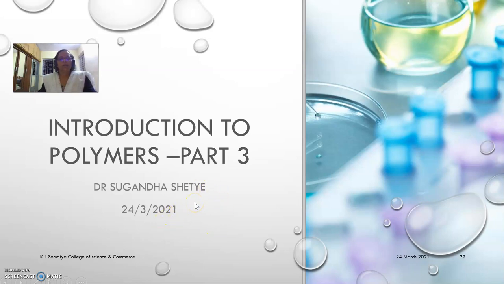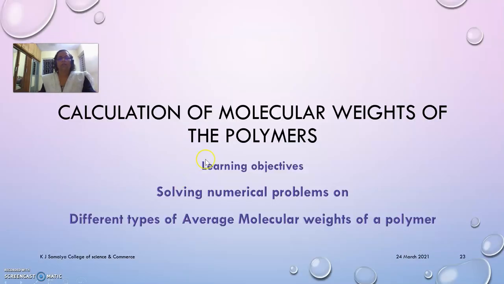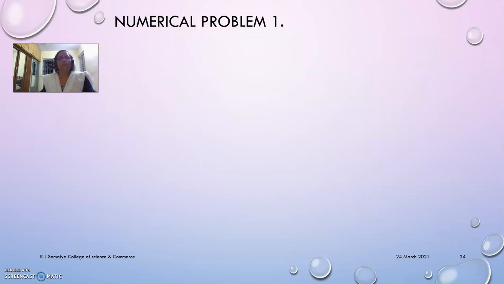Hello. In this third part, we will learn how to calculate the average molecular weights for the polymers. So the learning objective for this part is solving numerical problems on different types of average molecular weights, that is number average molecular weight and weight average molecular weight for the polymer. So let's begin with problem 1.